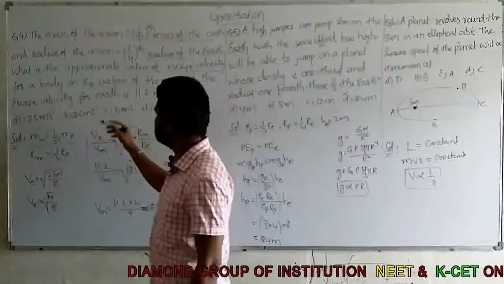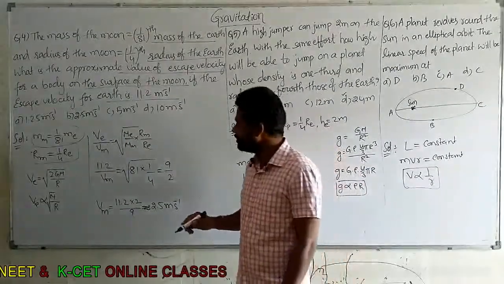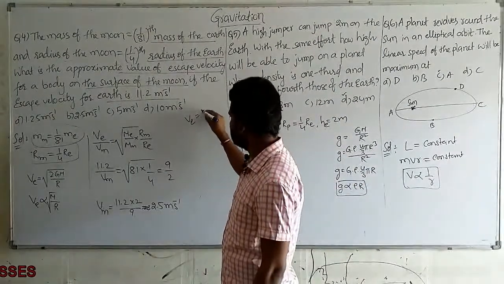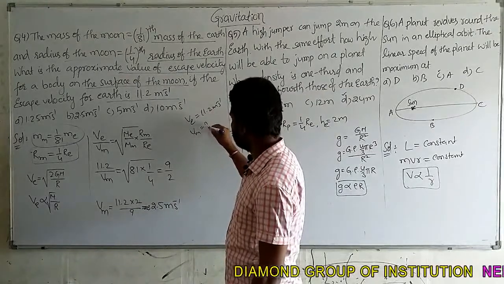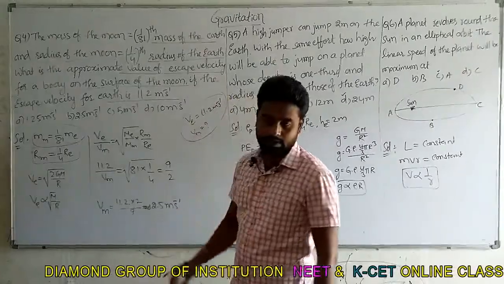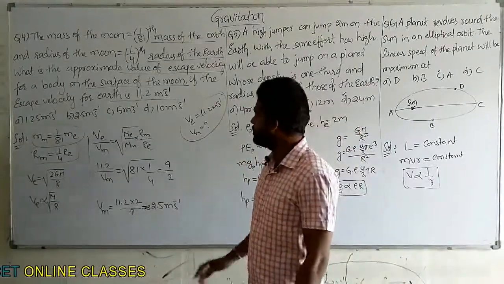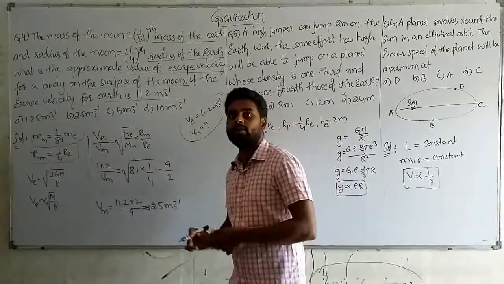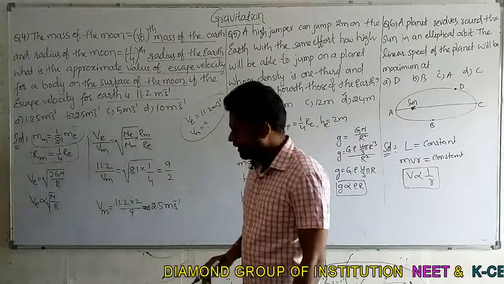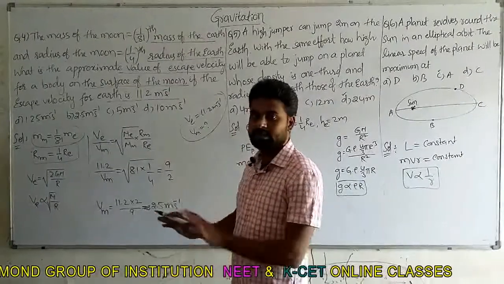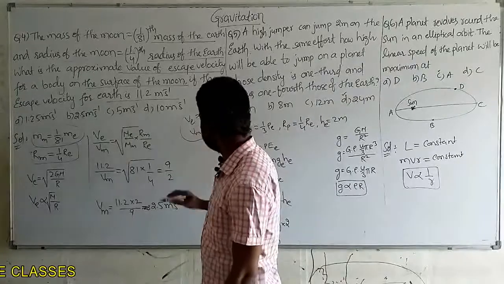If the escape velocity for Earth is 11.2 meter per second, the escape velocity on the Earth is given, how much is the escape velocity on the Moon, they are asking. Don't get confused here, whatever data is given, based on that we have to do. Actually the escape velocity on the Earth is 11.2 kilometer per second, but here they gave meter per second. Whatever data is given, we do the problem based on that. Now they are asking the escape velocity on the Moon.